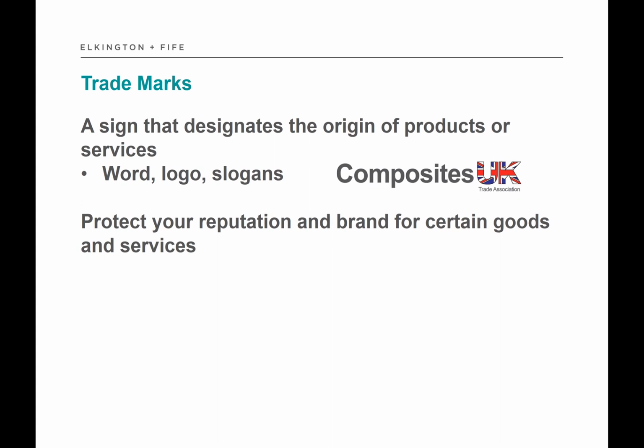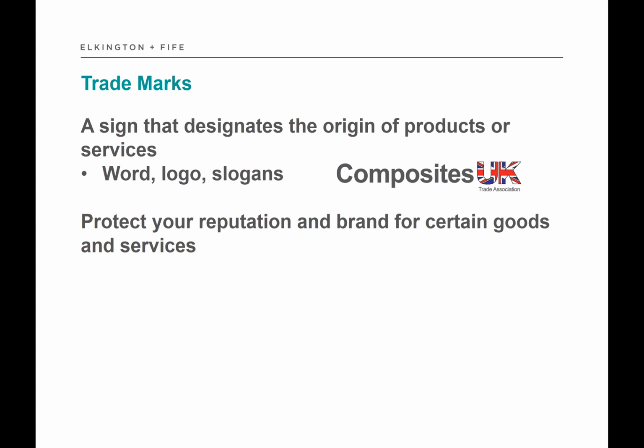So trademarks can be words, they can be just the name, for example, the name Dyson, and Dyson might be able to protect that in any context. Logos, on the other hand, are stylized versions of words. So Composites UK clearly has some stylized UK, and underneath the UK is a trade association, and that makes it more unique, which will increase the chances that they may be able to obtain a trademark.